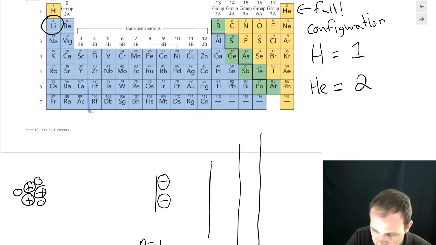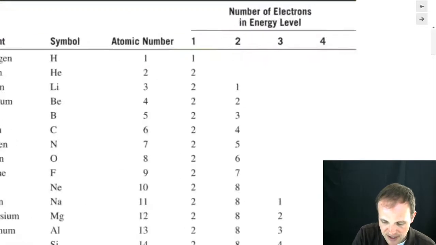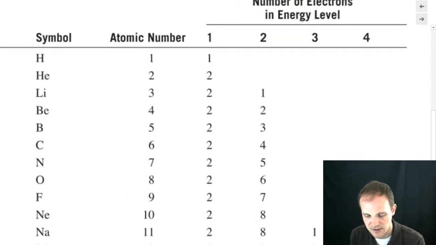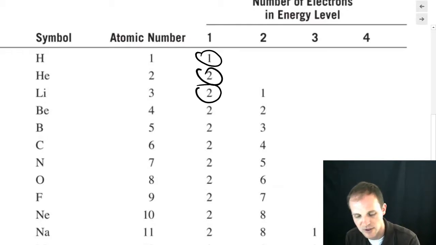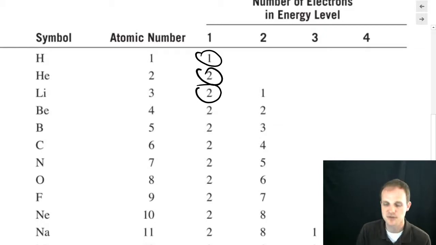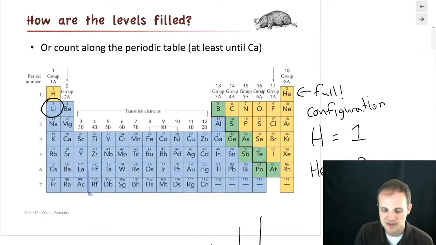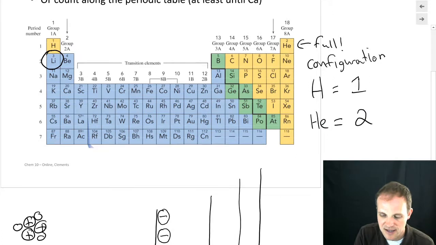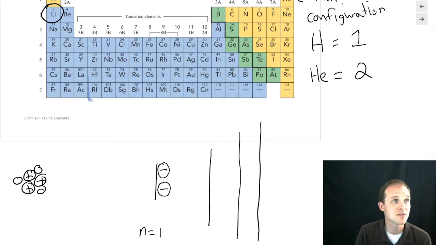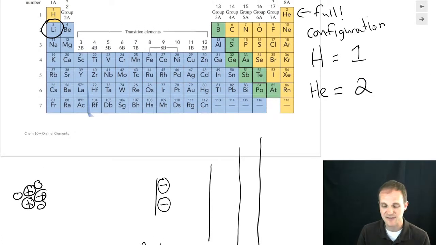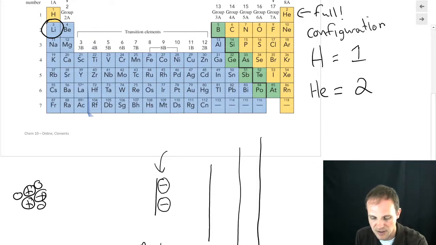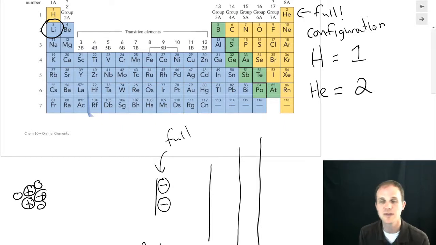So if you look back at this table here, you'll notice that they have one for hydrogen, two for helium, and then they don't put any more in that first row. And you're like, well, how am I supposed to know that? And you're supposed to know that because the periodic table tells you. You got to the end of that first row, which means you're full now, and you can't fit any more in here. So this row is full when there's two electrons on it, but the periodic table tells you that.